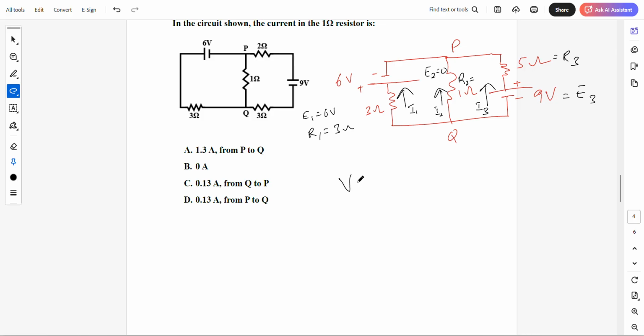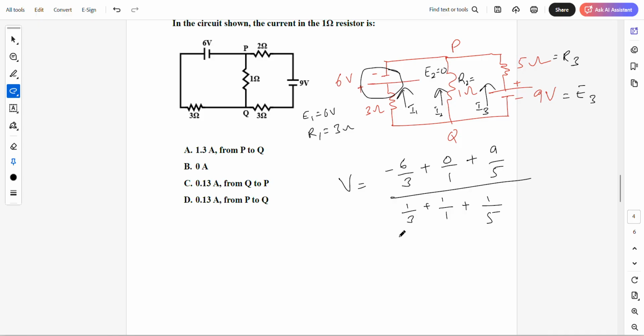Polarity here, you should take negative polarity. Minus of 6 by 3, right, plus of 0 by 1, the current is favoring. Okay, plus 9 by 5, divide by 1 by 3 plus of 1 by 1 plus of 1 by 5, right. V is equal to how much?